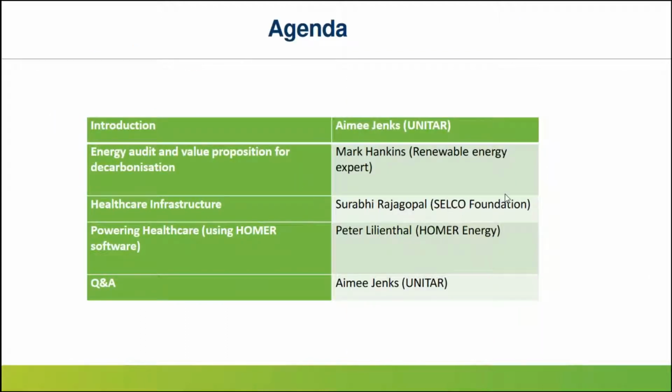Moving on to the agenda. Today we have 3 really quite interesting and in-depth presentations. The first is an in-depth review from our renewable energy expert, Mark Hankins, on how to conduct a technical energy audit on energy infrastructure powering humanitarian facilities, with particular insights and hands-on experience on how this differs in the humanitarian sector versus normal rural electrification work. And he'll be sharing some firsthand experience from South Sudan and other contexts.